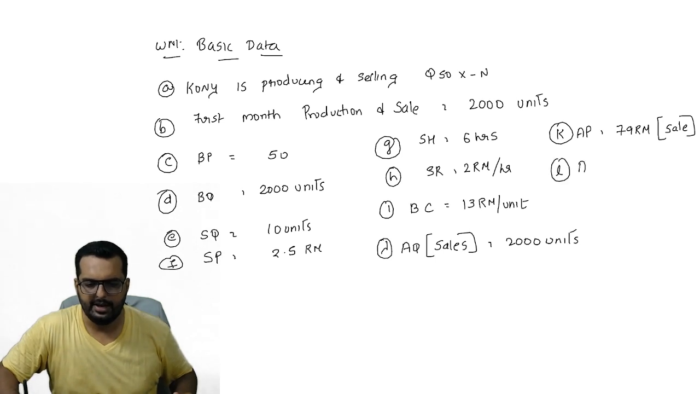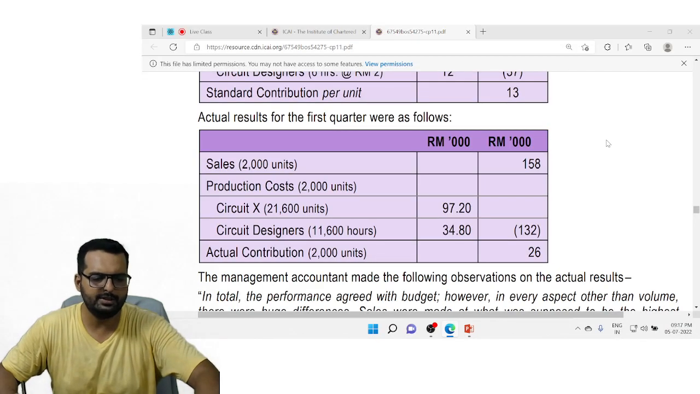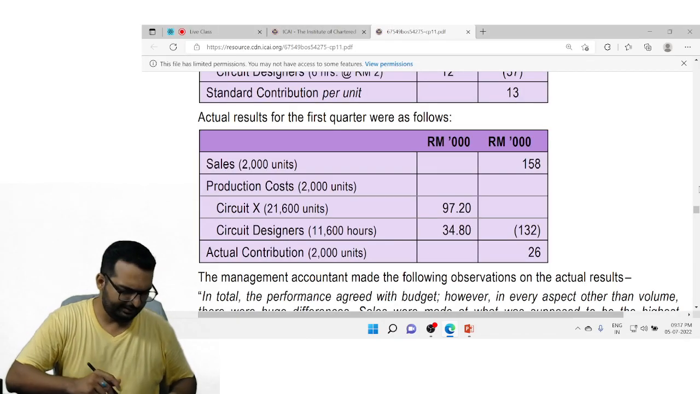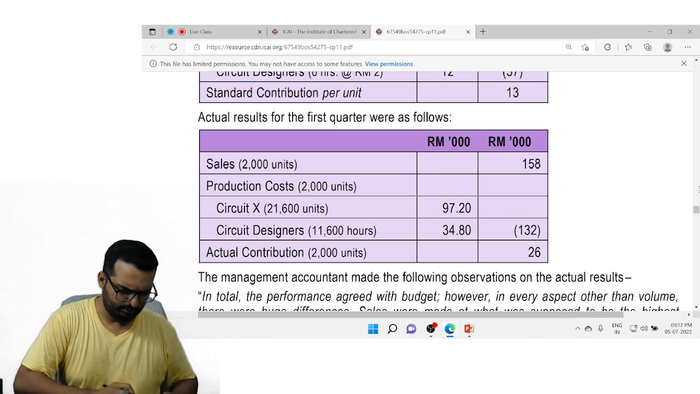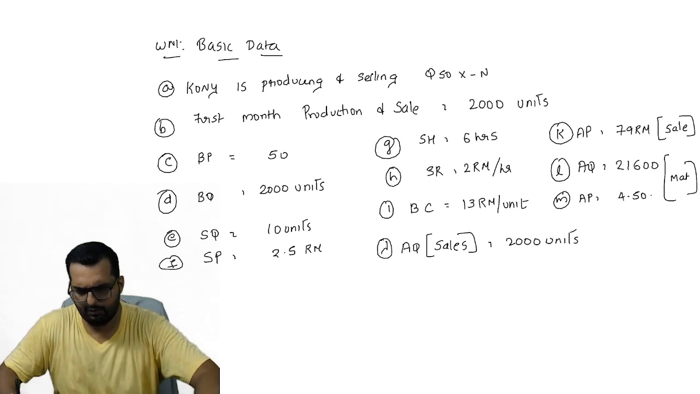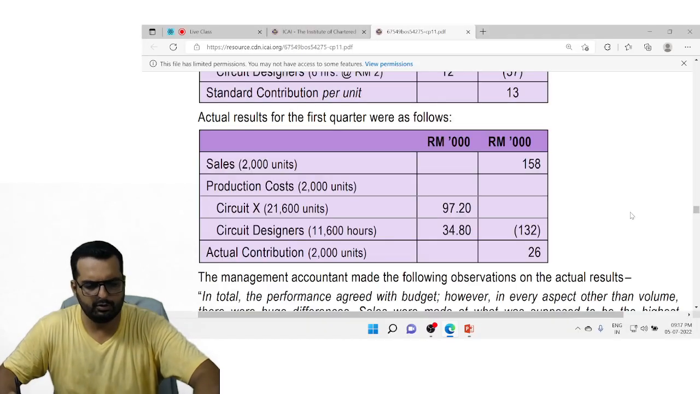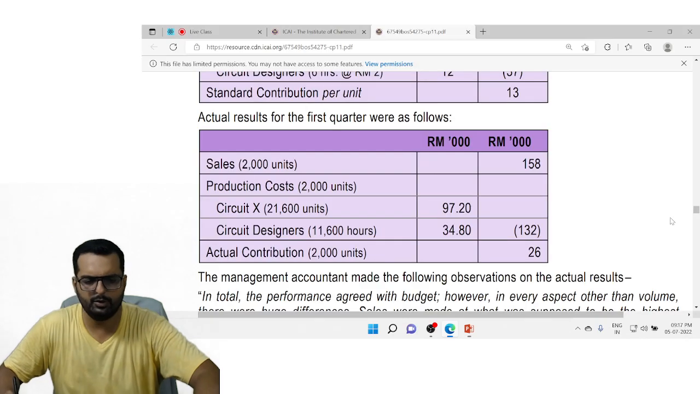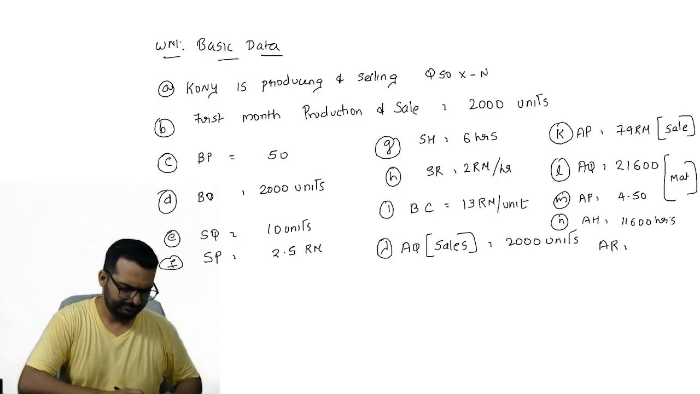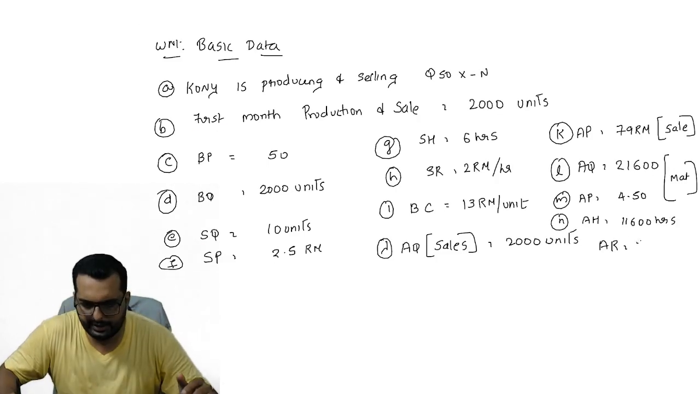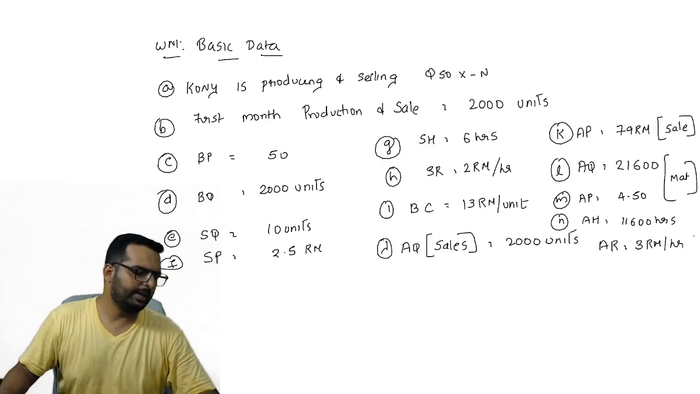Alright. Then again AQ for material also is given over here. How much is that? 21,600. And AP for material. These two are for material. AP will be 97.2 into 1000 divided by 21,600. That is turning out to be 4.5. AH is also given. How much is that? 11,600 hours. And AR is also given over there. AR will be 34.8 divided by, that will be 3 RM per hour. Can you update this in your books now, friends?